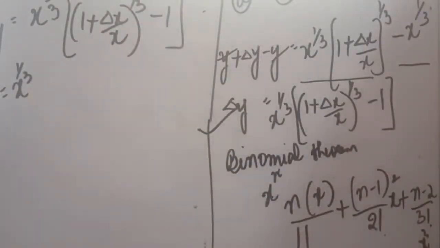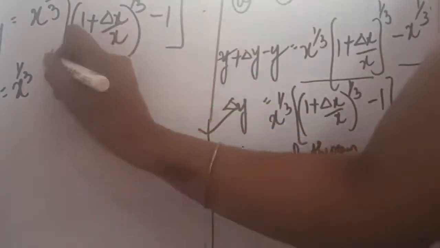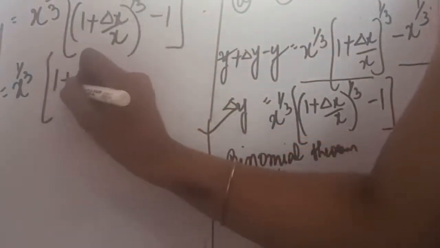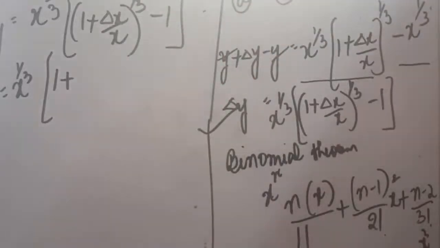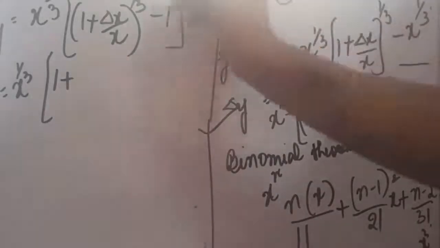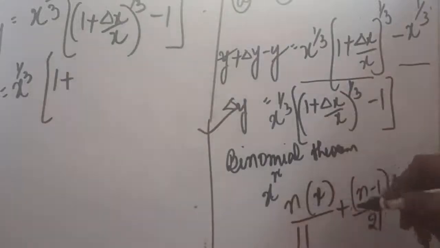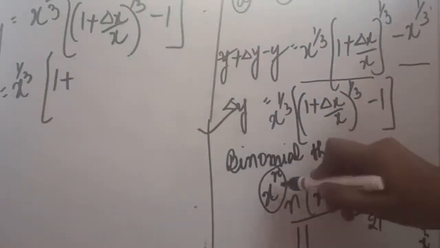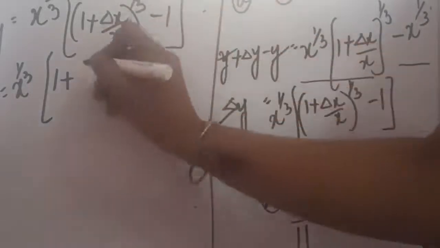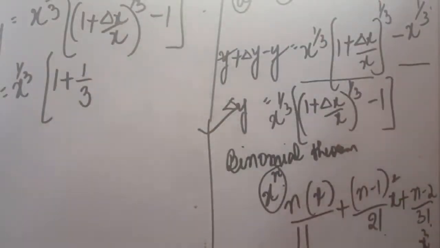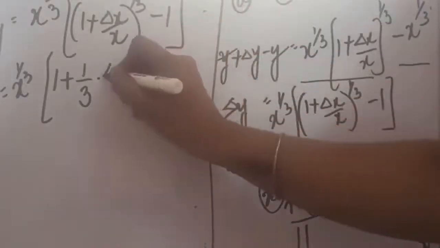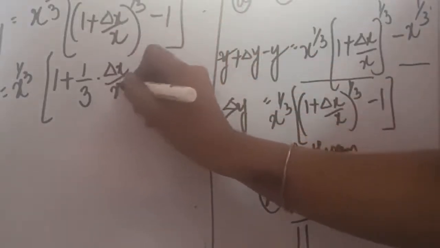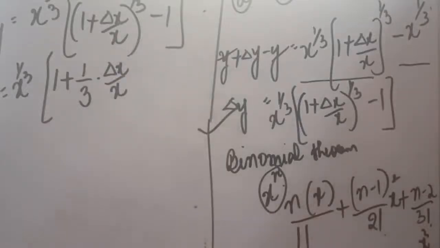Now for application of this theorem, 1 will be at its own place, 1 plus this delta x by x, which is having power 1 upon 3. According to the theorem, if x is power n, n will come further. Now n is 1 upon 3, so 1 upon 3 will come further, into x at its own place. This is our x, delta x by x. This will be at its own place.